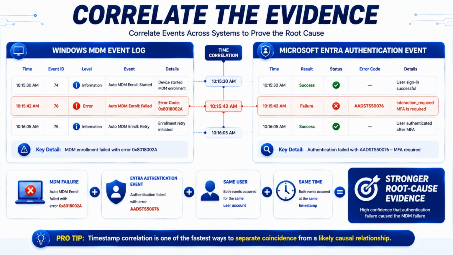Don't stop after finding an error message. Correlate the timestamps. Take the Windows MDM enrollment failure and compare it with the Microsoft Entra authentication event. If the same user, device workflow, and approximate timestamp line up, you have much stronger evidence of a causal relationship. In the documented 0x8018002A scenario, the device-side MDM failure and the Entra-side authentication requirement provide exactly this kind of correlation. This is a professional troubleshooting technique because it converts separate log messages into a single evidence-based timeline.